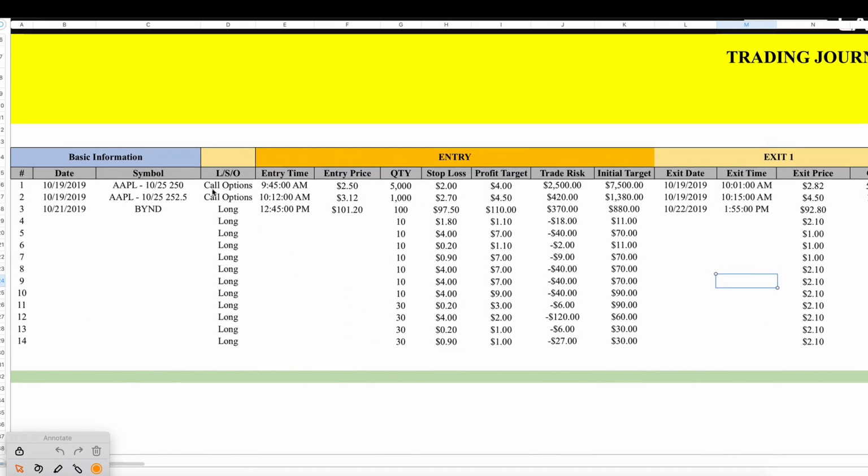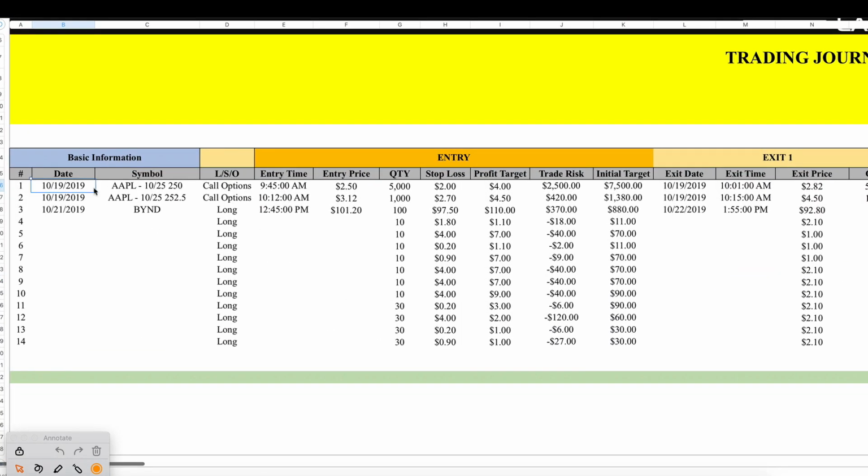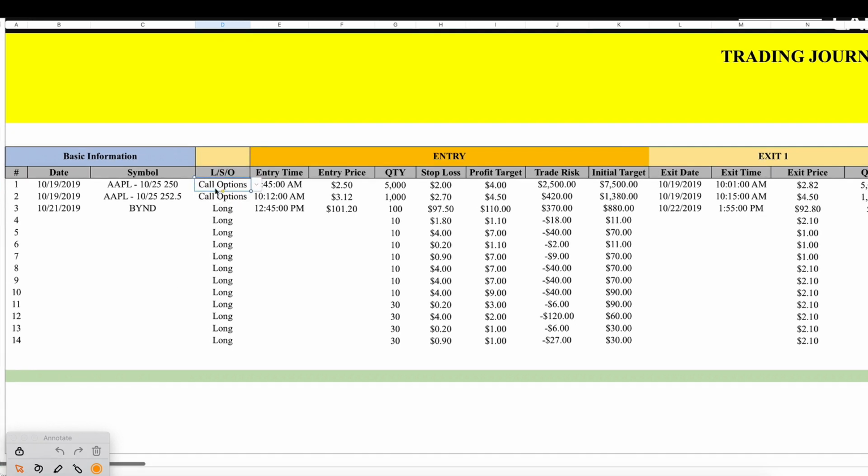So right here, I have a few trades. The first trade I have, you guys can see, it's Apple. Right here, I'm putting my date, I'm putting the symbol, I'm picking if it's call options or put options, am I going long, am I going short? What position is it? For the first one, you guys can see call option. My entry time was 9:45 a.m. You're also putting in your entry time based on your time zone, entry price, and quantity.